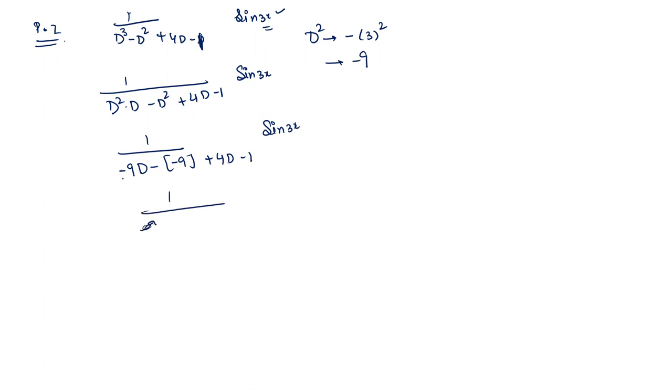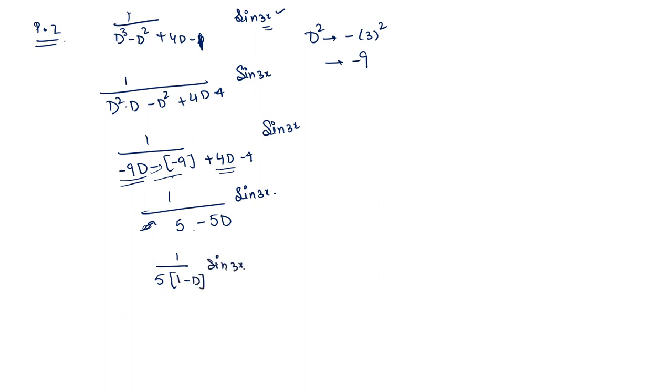So minus 9D plus 4D is minus 5D. Further, minus minus becomes plus, so plus 9, and then minus 4. Plus 9 minus 4 is 5, so it is 1 over (5 minus 5D) sine 3x. Again, 5 is taken as common, so we can write it as 1 by 5 times 1 over (1 minus D) sine 3x.